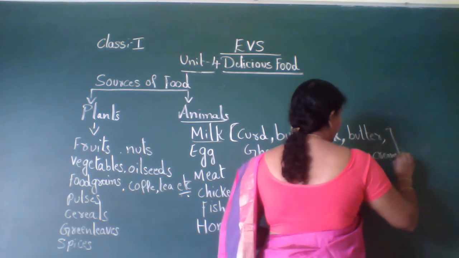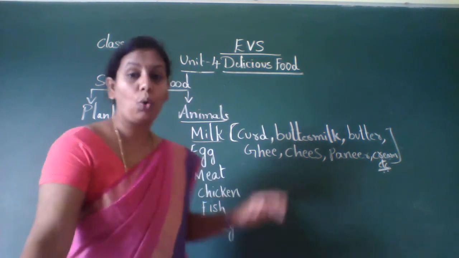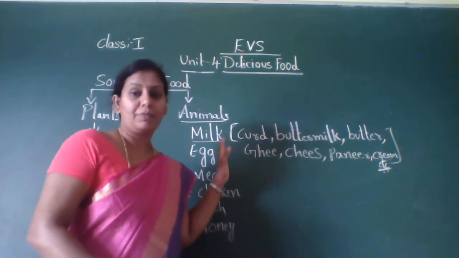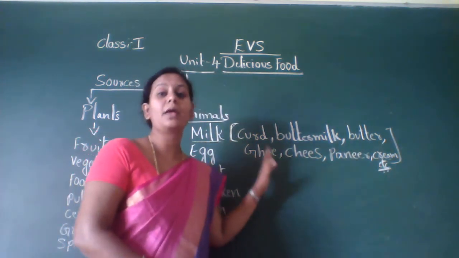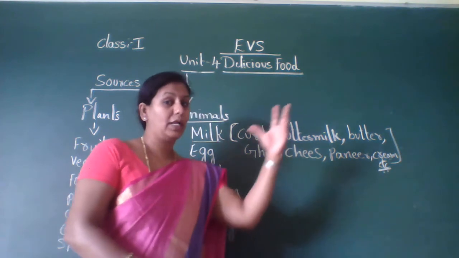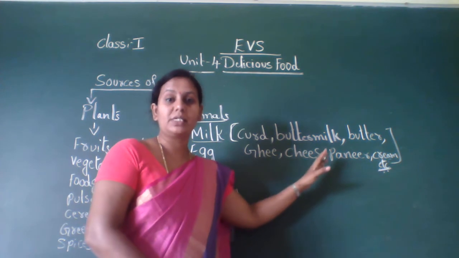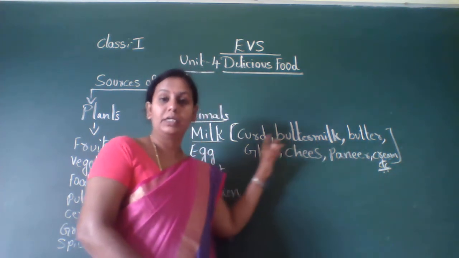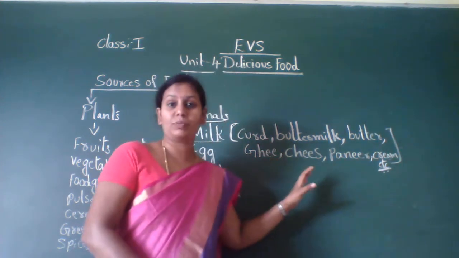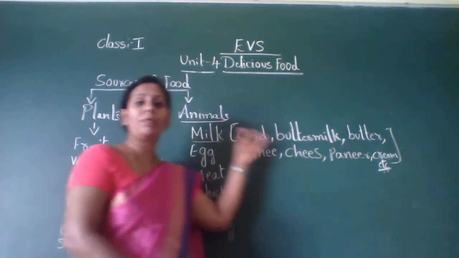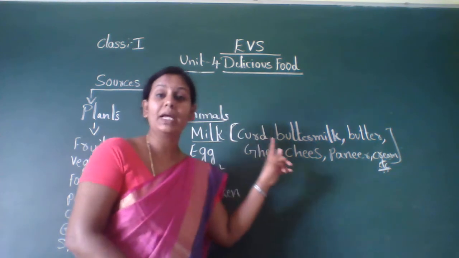Cream, etc. So all these things are called milk products. All these things we get from milk. By using milk, we can make all these products. That's why they are called milk products. In a Nandini parlor, you will get all these products like butter, ghee, cheese, paneer, cream, curd, buttermilk. These are called milk products because they are all prepared from milk.